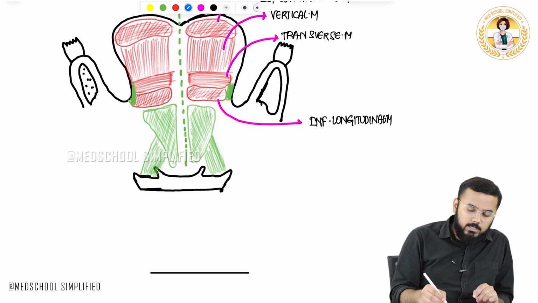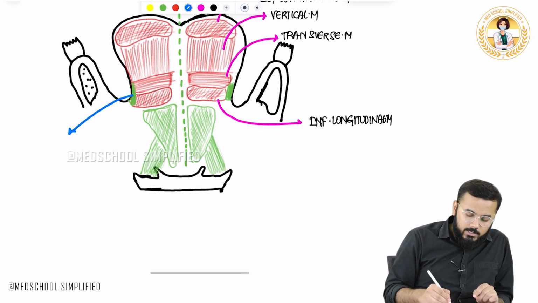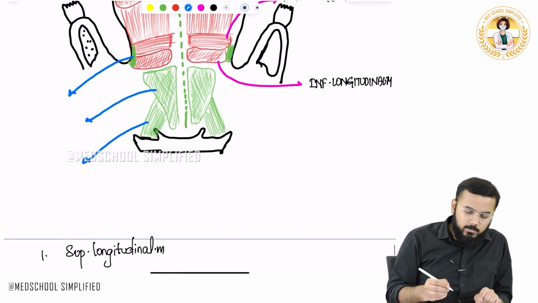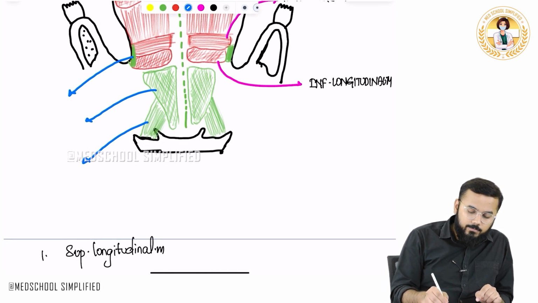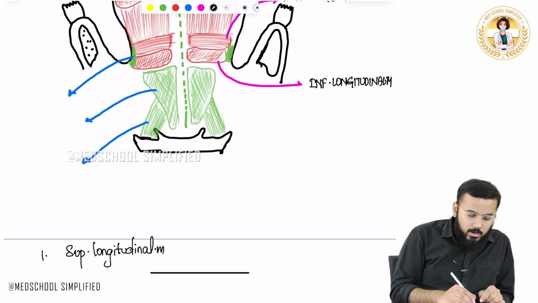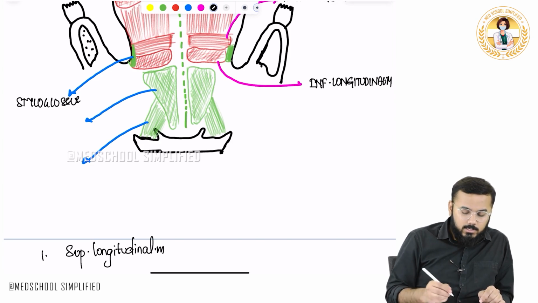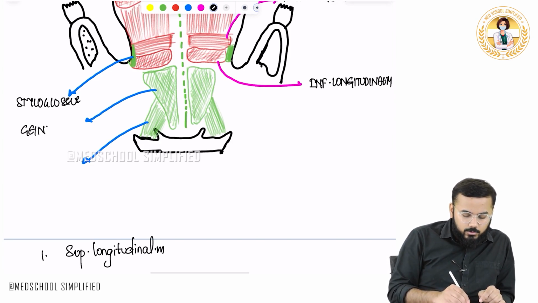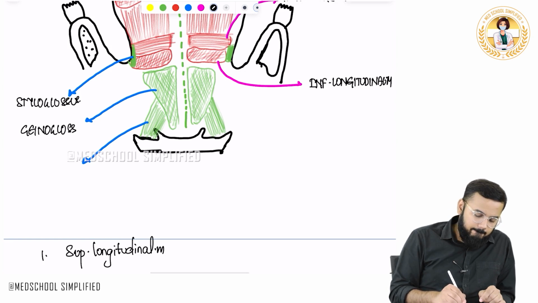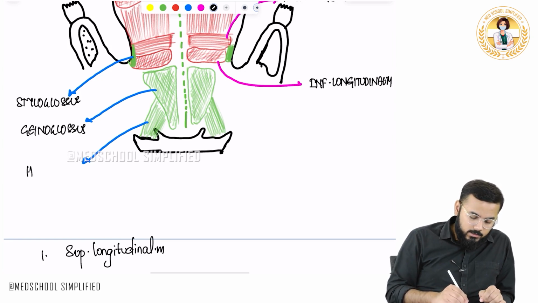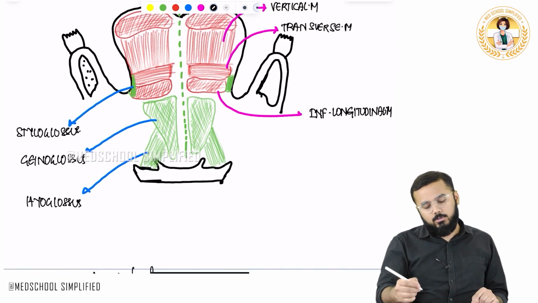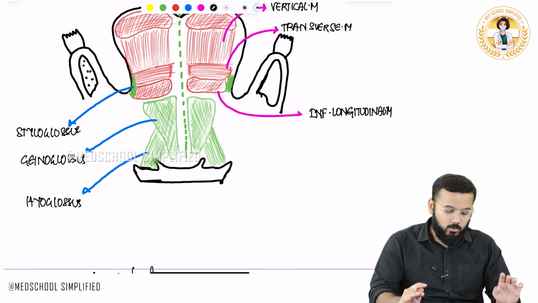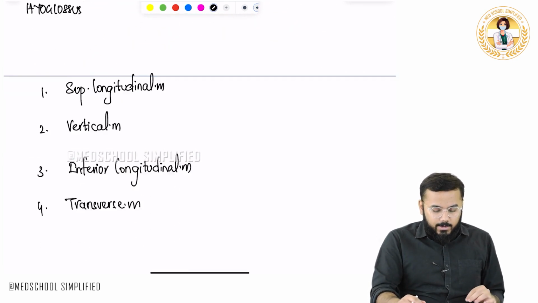So let us name these muscles right now. This particular muscle, the second as well as the third muscle. So what is the first muscle name? The first muscle is your styloglossus. Next you have got the genioglossus, and the last one you have got is the hyoglossus. So these are the group of muscles that are located over here.